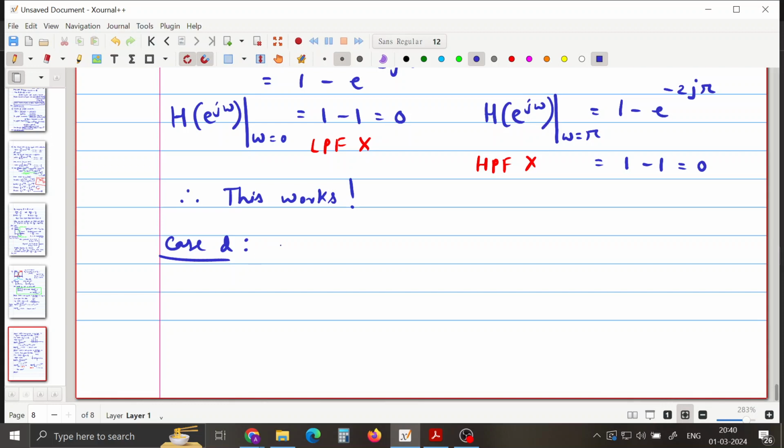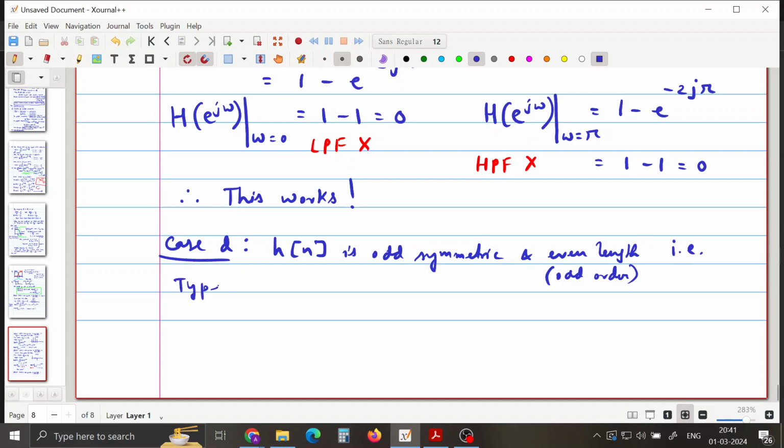And now coming to the last case, just for completeness, we'll check this case as well. So this tells me h of n is odd symmetric and even length. Even length again means odd order, and this is nothing but your type 4 linear phase FIR filter. So we need odd symmetry and even length.